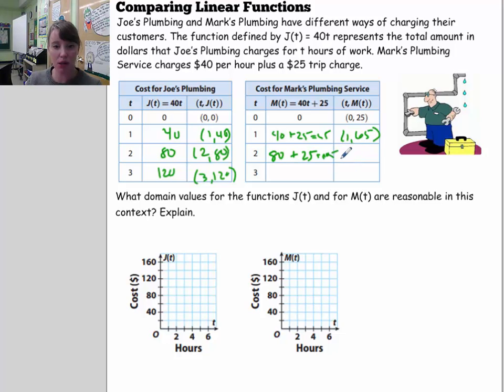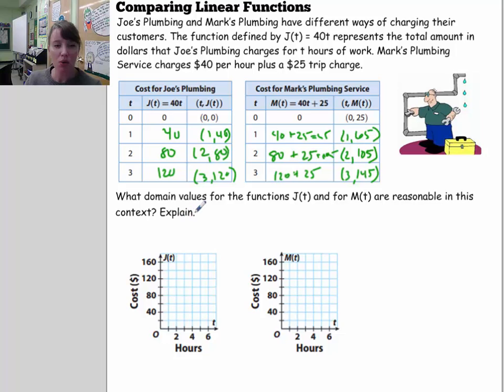I know it's getting a little messy on this side here, but let's see, 2 and 105. At 3 hours, it's going to be 120 plus the 25, so 120 plus 25 is going to be 145.